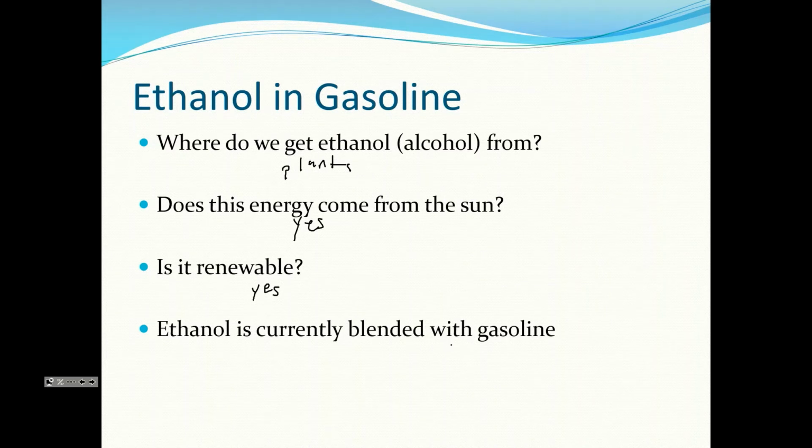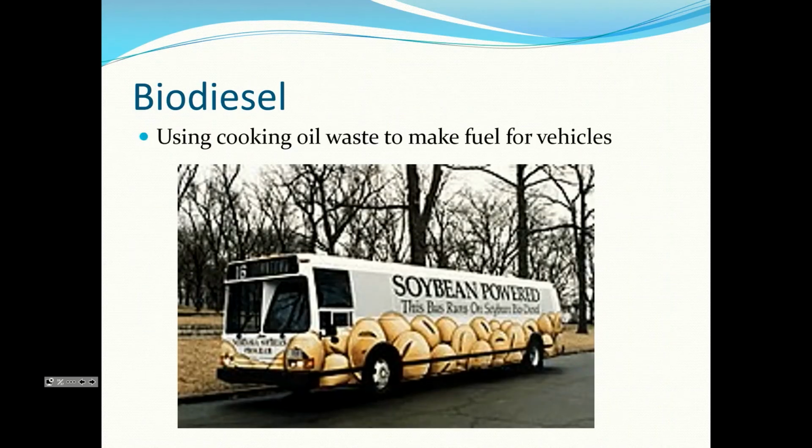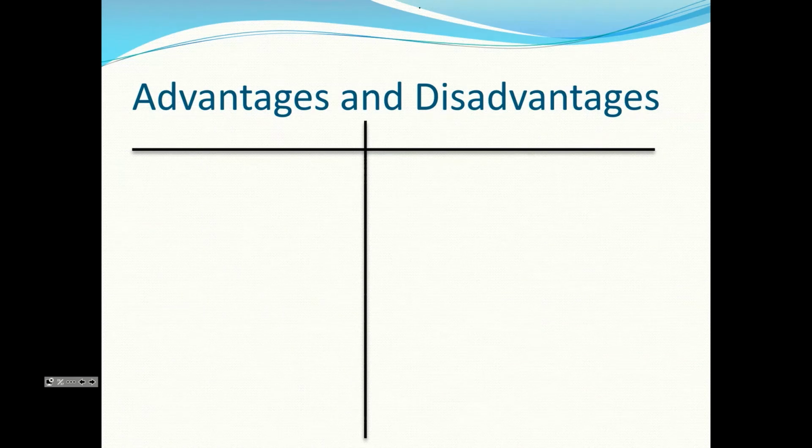Ethanol is currently blended with gasoline. If you look when you're filling up with gas, it says that up to 10% of your gasoline can be ethanol, which makes it a little bit more renewable. Using cooking oil waste to make fuel for vehicles is biodiesel. Those grease bins at McDonald's, they collect those and they can turn that into biodiesel. So this is a bus powered by biodiesel. The advantage is you're using something that you normally throw out. So you're using garbage, which is good.